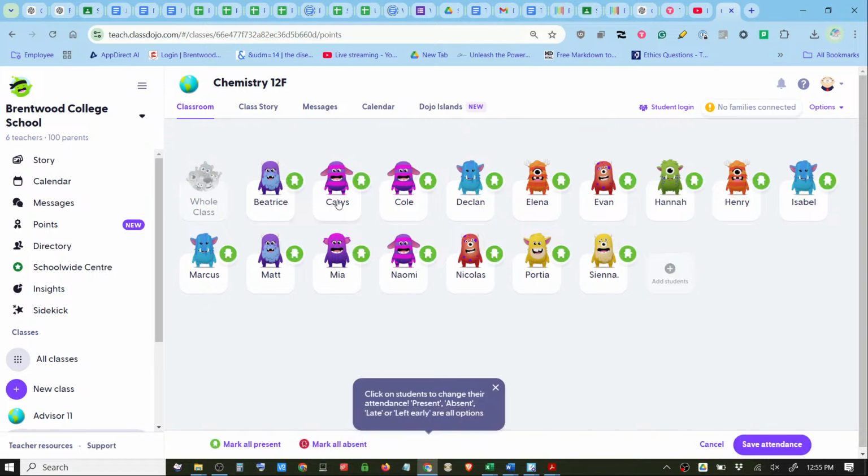Yeah. Who's not here? BC Cancer, Coles here. Declan had to leave. Elena's out there, and Karis is out there. Who else is out there? Hannah. Evan's here. Henry is here. Isabel's here. Marcus. Matt is not. Mia's not. Naomi's here. Nick and Melissa's here. Portia's here.